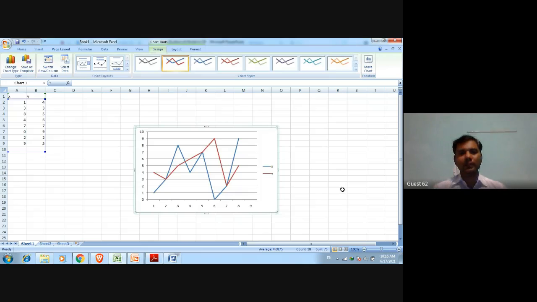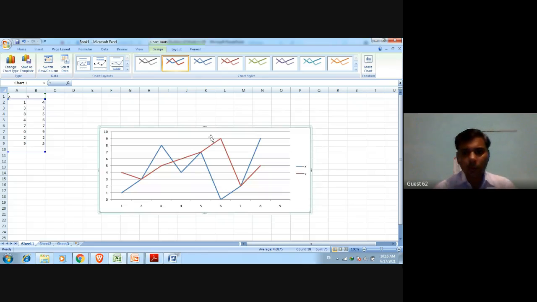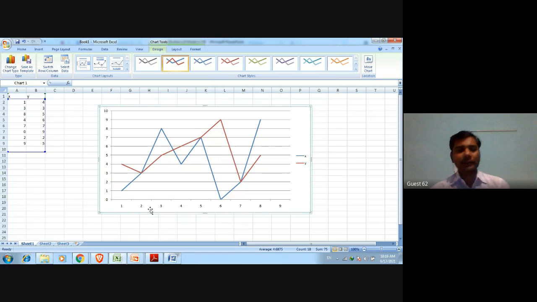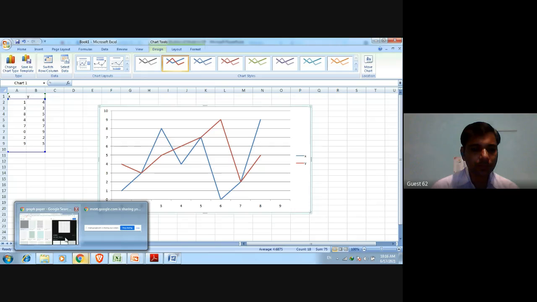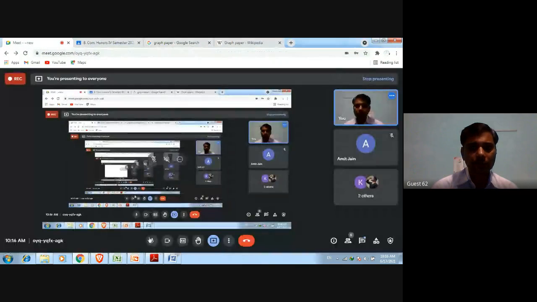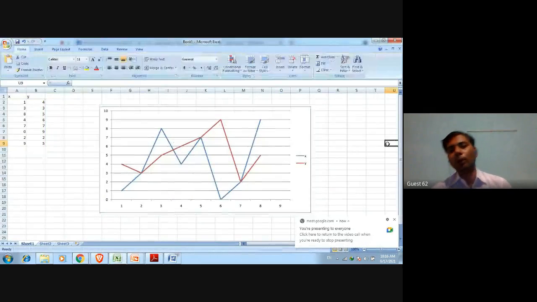Let us see. According to your graph, the blue line is your x line and the red line is your y line. I think all of you are looking now. Can everyone see? So this is your analog model.